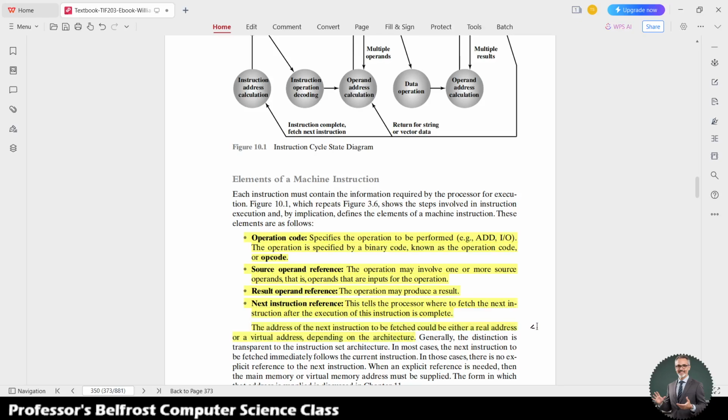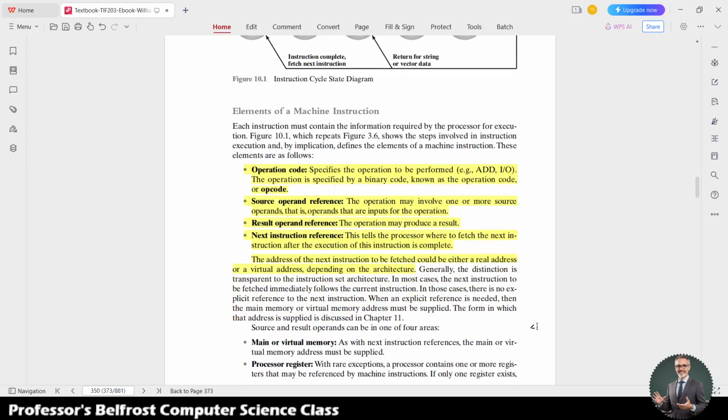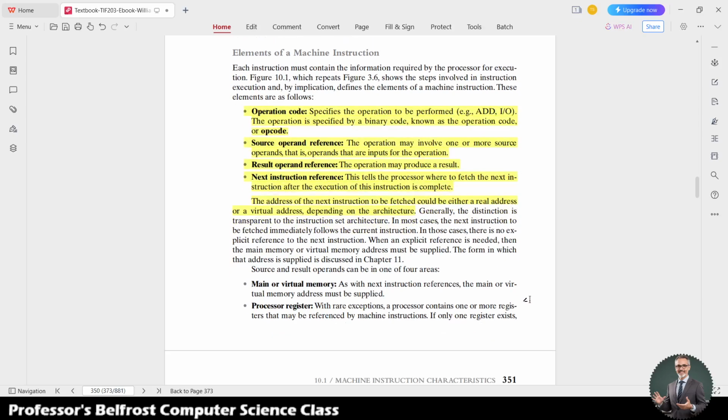And this is an important thing. The address of the next instruction to be fetched could be either a real address or a virtual address depending on the architecture. I will later explain many types of address in the next chapter or the next two chapters. But we'll explain that later.